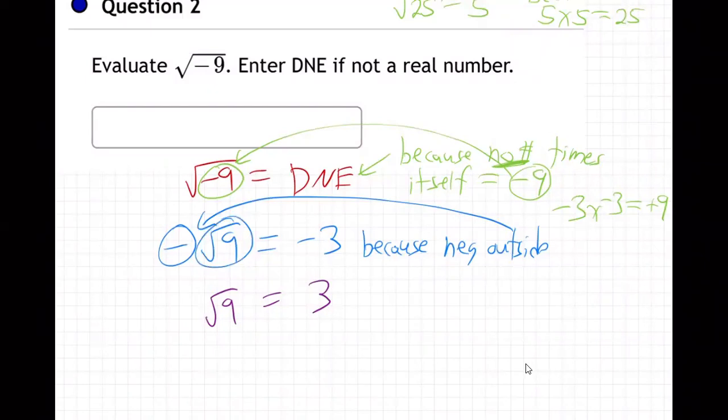Like what times itself is 9, 3. And then the negative that's sitting on the outside, he's still just sitting there on the outside. So if the negative is on the outside, it's removed from the square root, and you can just do the square root, no problem. But if the negative is on the inside, well, that is asking what times itself is -9. Nothing. No way you can do that. So there we go. There's the different type of problems and their answers.